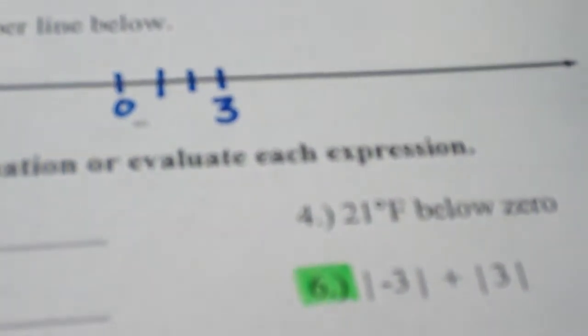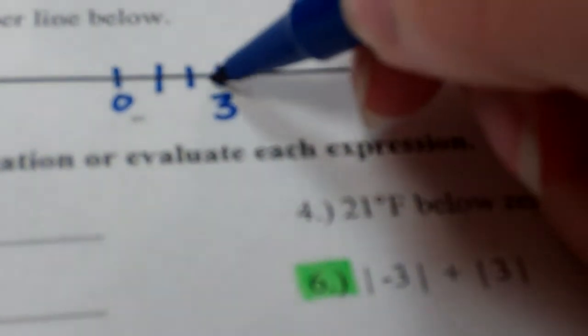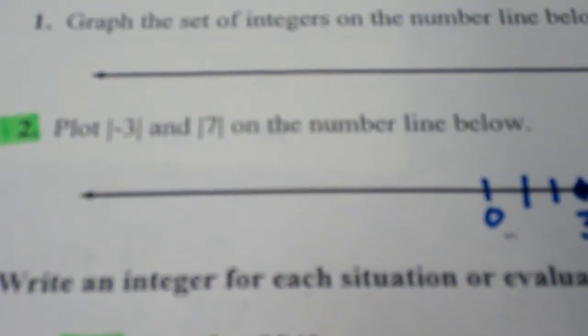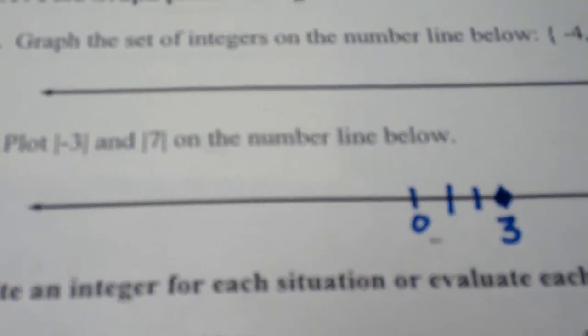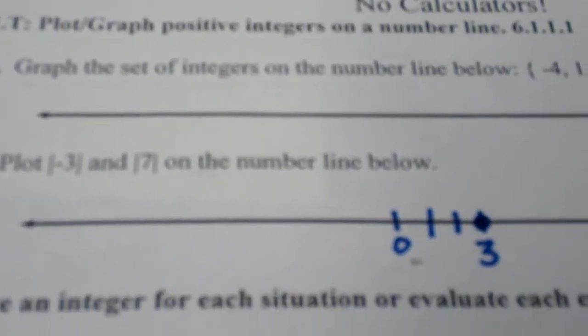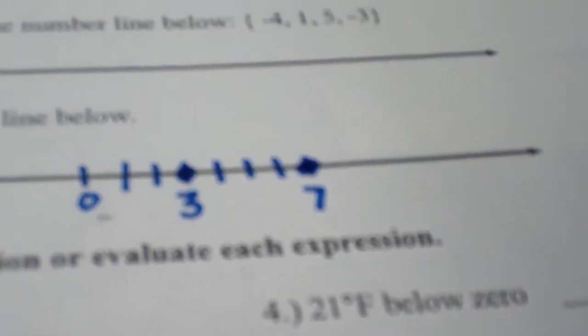1, 2, 3. Mark it with a 3, but it's not actually a point until I put a dot on there. The dot needs to be where the two lines cross. Then I have the absolute value of 7. The absolute value of 7 is also 7, so I'm going to go up a few more spaces. So I go from 0, 1, 2, 3, 4, 5, 6, 7. Write 7 underneath. It's not actually there until I put the point on there. That's all you need to do for number 2.